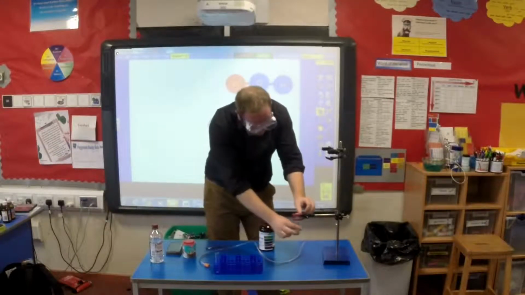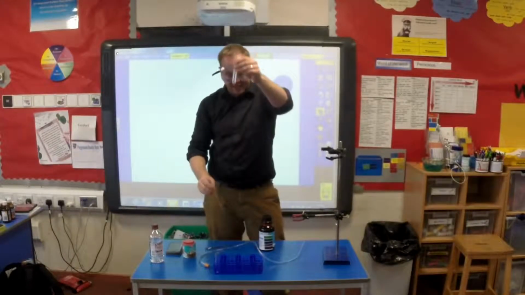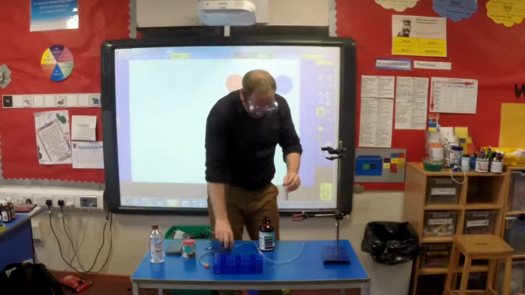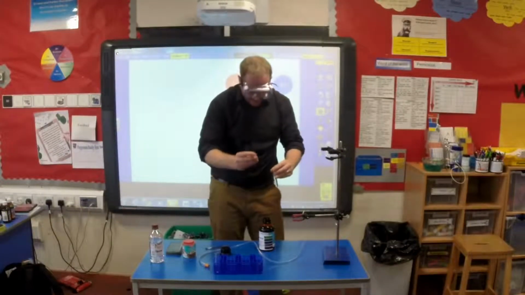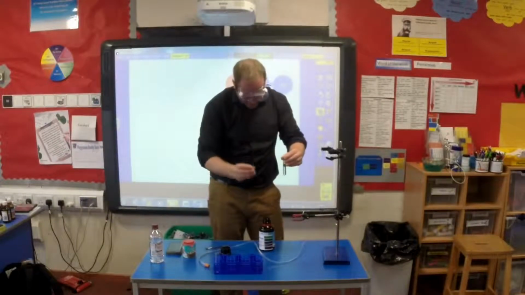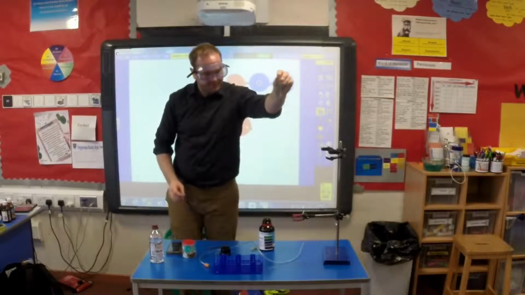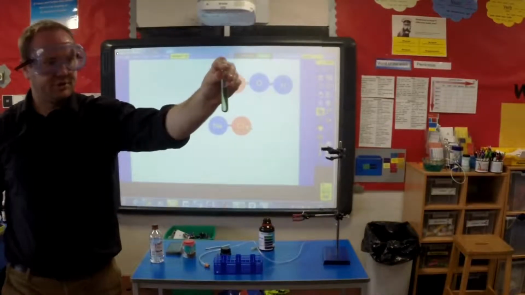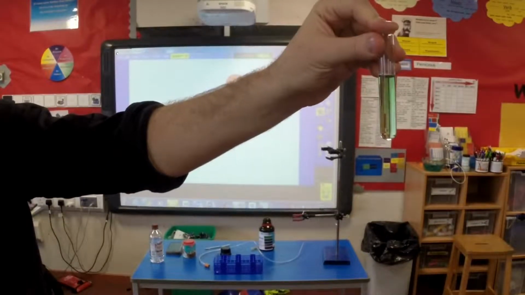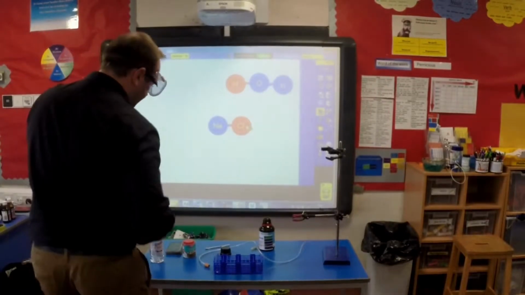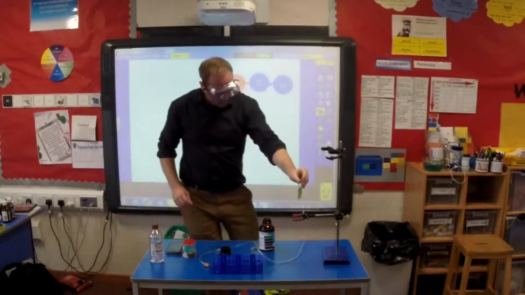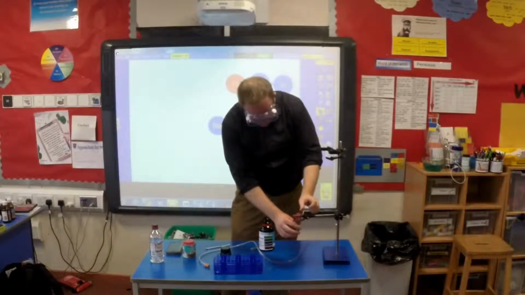So what I'm going to do is put a little bit of universal indicator into this water here, and we should see that it goes green, which it does. So I'll bring that up to the camera so you can see. So we've got a green solution there. That tells us that this test tube is neutral. Okay, so we have a neutral solution here.